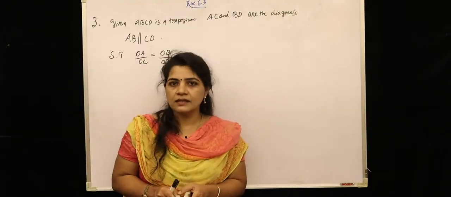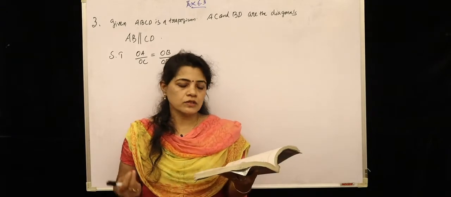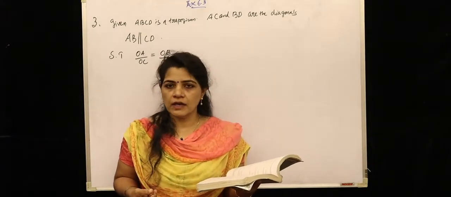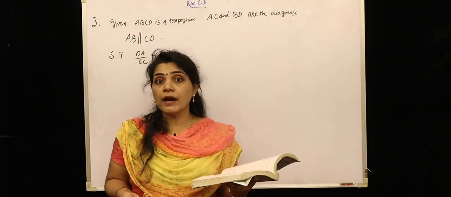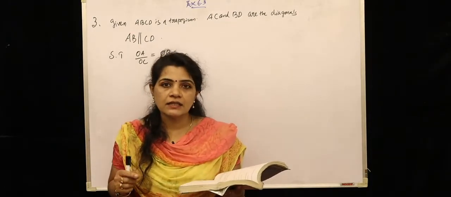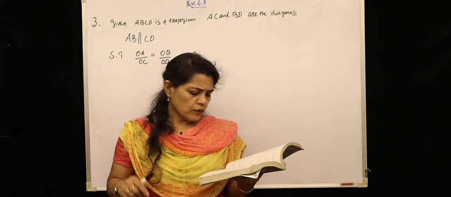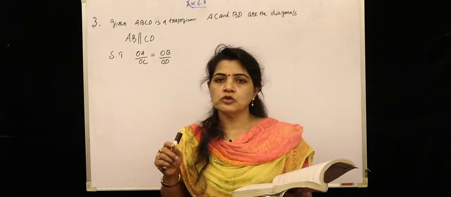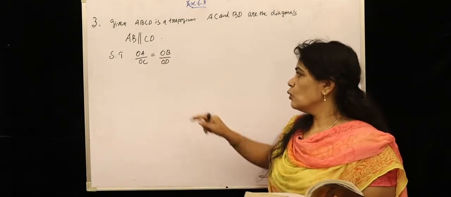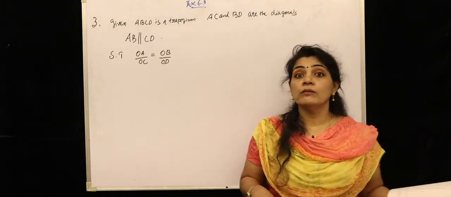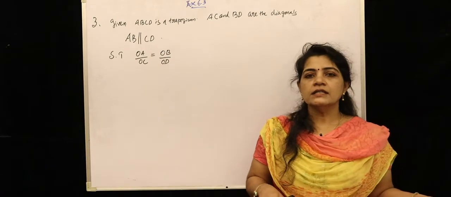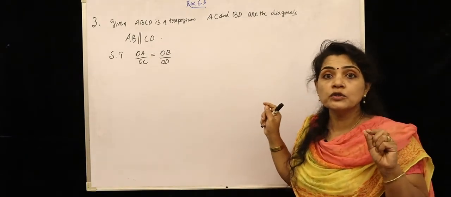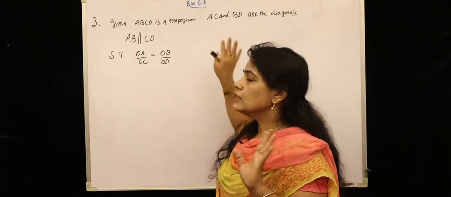Now we are solving the third question. Here in this question, diagonals AC and BD of a trapezium ABCD with AB parallel to CD intersect at O. Okay, using similarity criterion for two triangles, we have to show that OA by OC equal to OB by OD. See children, in this question figure is not given. So first of all we are going to draw the figure under the given conditions.